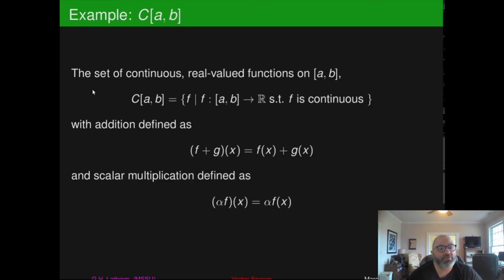Another example that we may have seen somewhere before is the set of continuous real-valued functions on the closed interval [a, b]. So C of [a, b] is just going to be this set. If we take any function that we're requiring to be continuous, it's just a function from the closed interval [a, b] into the real numbers. Then the usual addition is just our usual addition of functions, that f plus g is defined as f of x plus g of x. And the scalar multiplication, alpha times f, evaluated at x, is just alpha times the function evaluated at x.